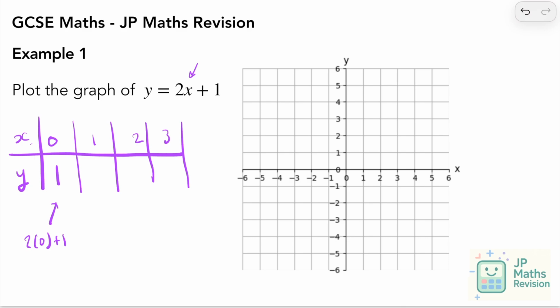For this one, we have x equals 1, so I'm going to simply sub x equals 1 into 2x plus 1. So it's going to be 2 times 1 plus 1. So 2 times 1 is 2, and 2 plus 1 is 3. So when x equals 1, y equals 3.